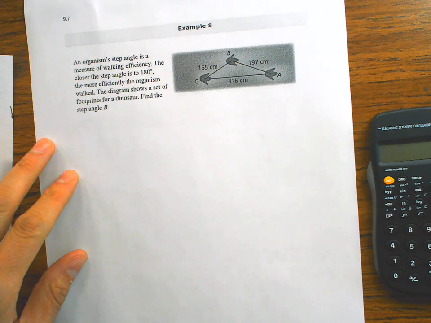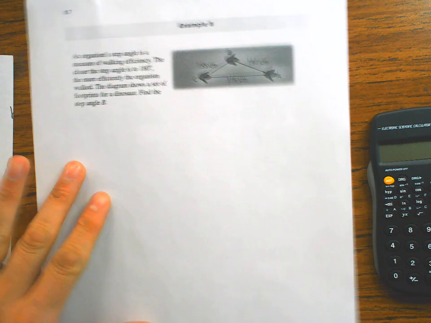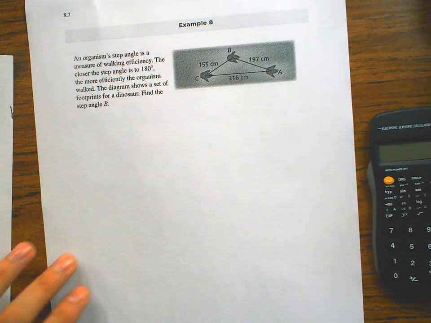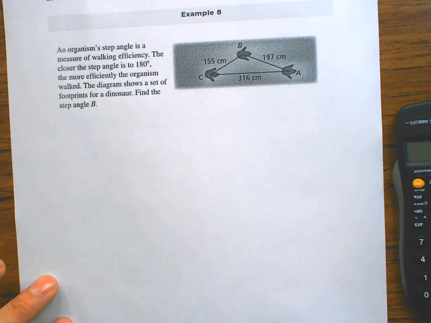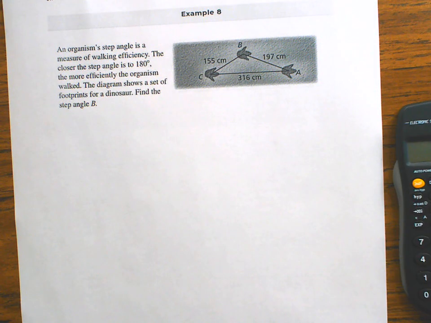So this is literally the same strategy, okay? An organism's step angle is the measure of walking efficiency. The closer the step angle is to 180 degrees, the more efficient the organism walked. The diagram shows a set of footprints for a dinosaur. Find the step angle B. So in other words, they want me to find what angle B is. So I don't have to do everything else. I just need angle B.